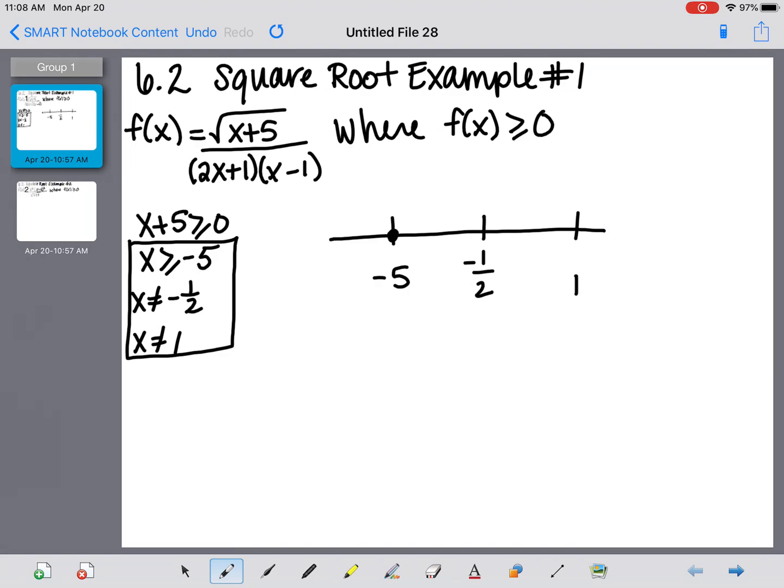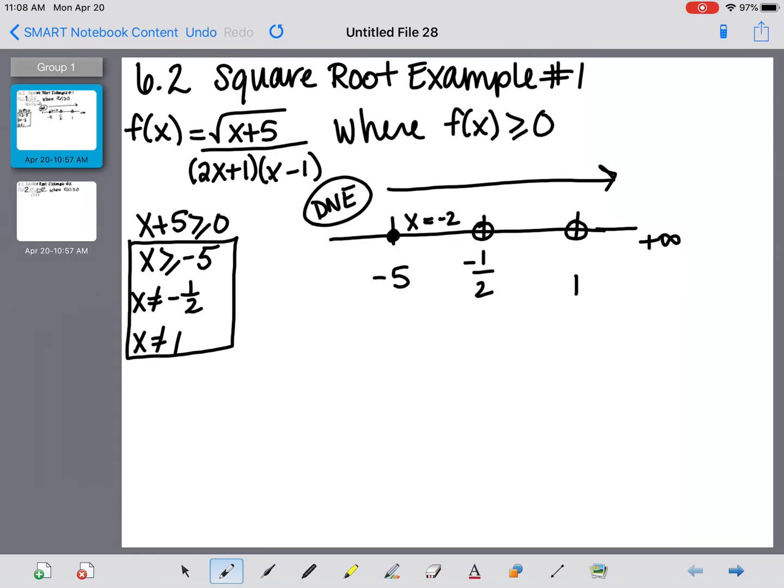So -5 comes from the numerator. That could be equal to, so closed circle. The other two from the denominator, they cannot, so they get open circles. Now it's not just x equals -5, it's that x has to be greater than or equal to -5. So this interval to the left does not exist, so we're going to ignore that, and instead we're just going to test the other three intervals.